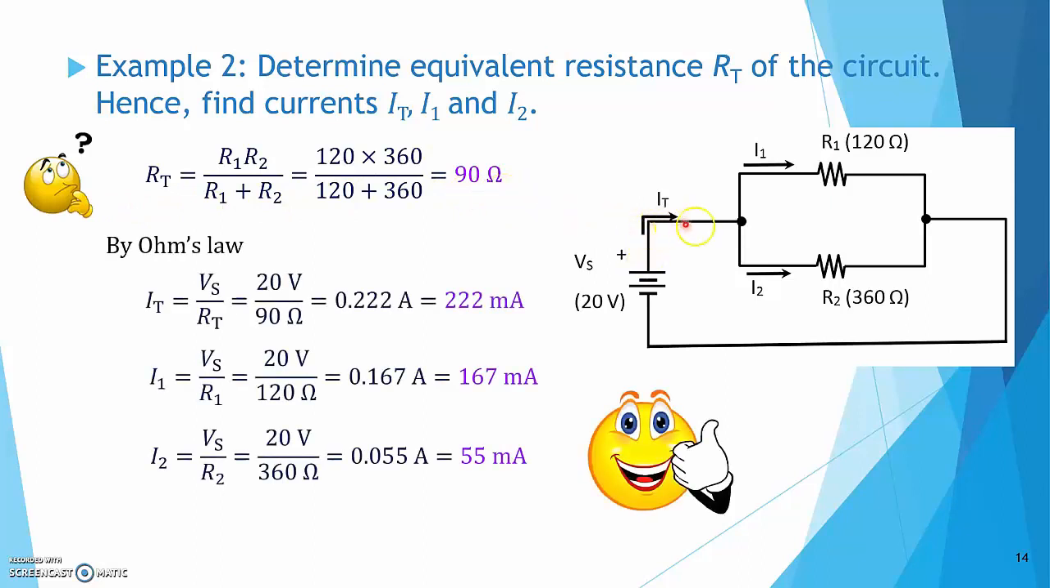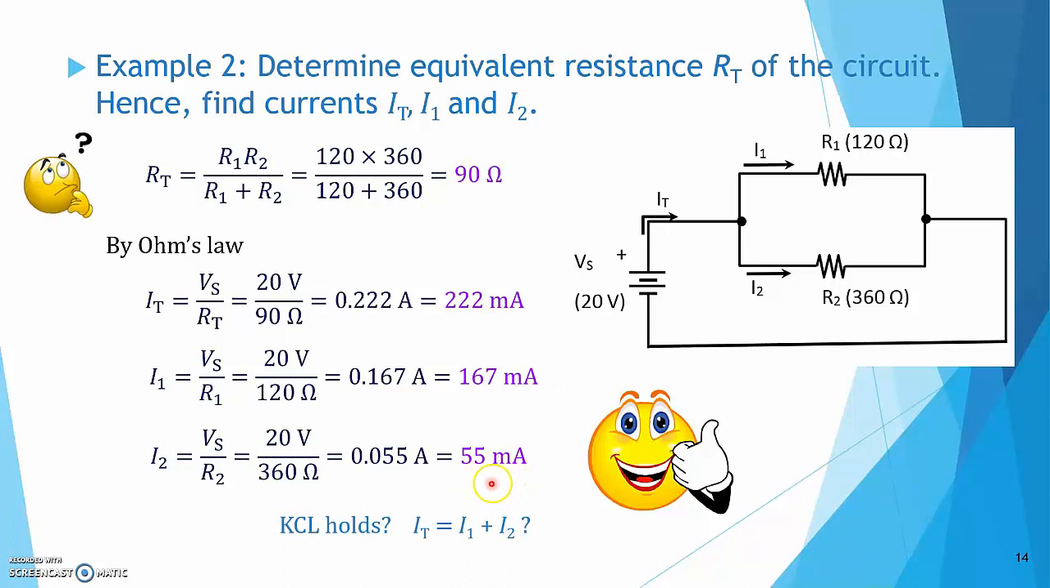The currents can be found by applying Ohm's law. The total current is equal to the total supply voltage over the total resistance RT, 90 ohms, so it can be worked out to be 220 milliamperes. I1 and I2 can also be found by Ohm's law. This Vs of 20 volts is applied across both resistors, R1 and R2. So 20 volts divided by 120 ohms is this current I1. Math shows it is 167 milliamperes. Similarly for I2, 55 milliamperes.